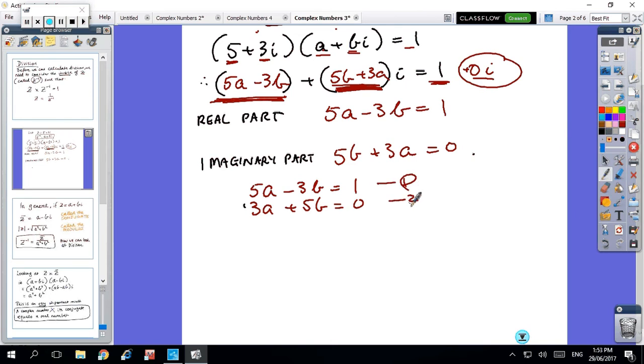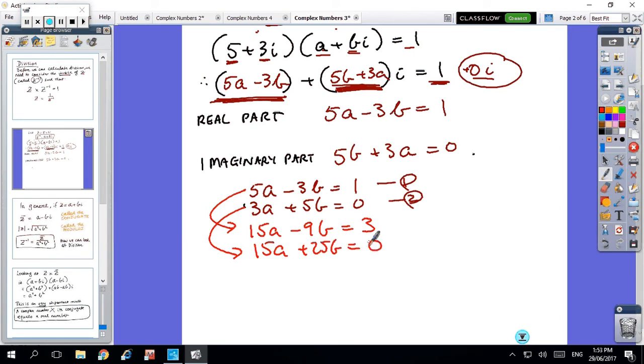I'm going to eliminate a. So I'm going to multiply that equation by 3: 15a minus 9b equals 3. I'm going to multiply that by 5: 15a plus 25b equals 0. That's okay. Now, I'm going to eliminate a by subtracting, and I'm going to subtract uphill so I end up with positive b's. So 25b minus minus 9b is 34b. 0 minus 3 is minus 3. So b equals minus 3 over 34.